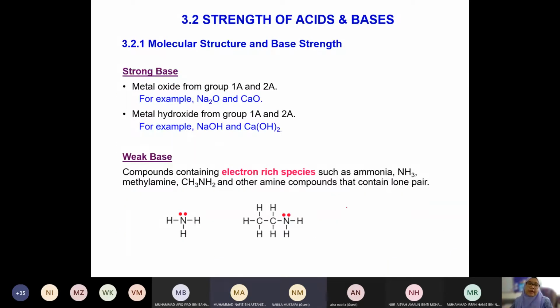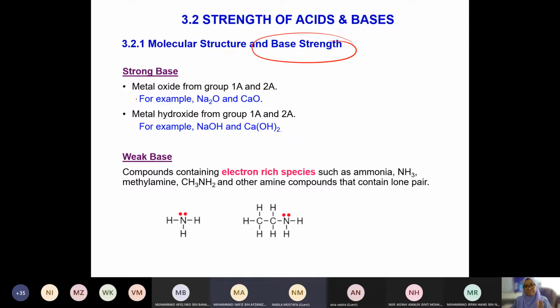Done for acid. Now moving on to base strength. We have strong base and weak base. In fact, for acid just now we also had strong acid, and even in binary acid we have strong acid. In combination, we have strong acid and weak acid. It's just that base is very straightforward. We can simply separate them into strong base and weak base. Simple.